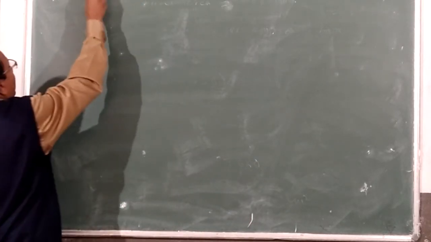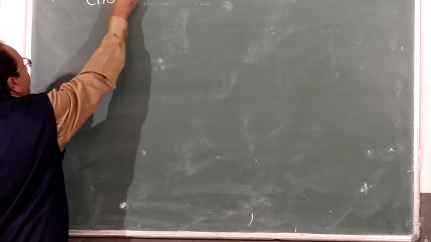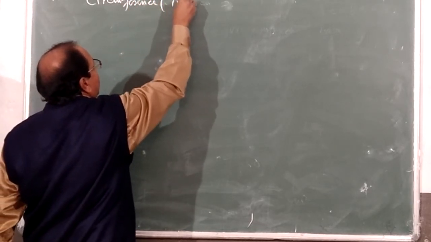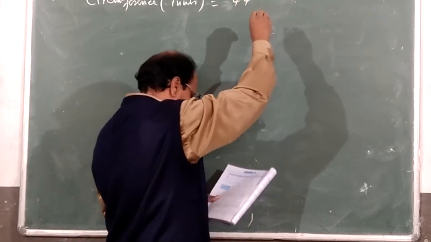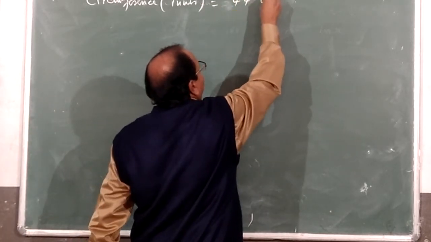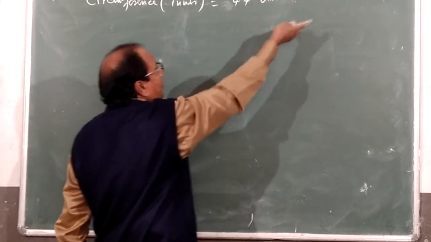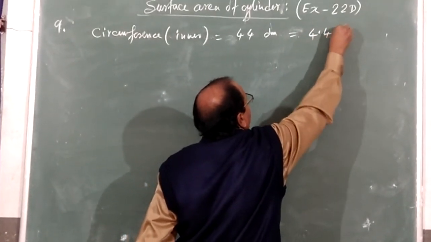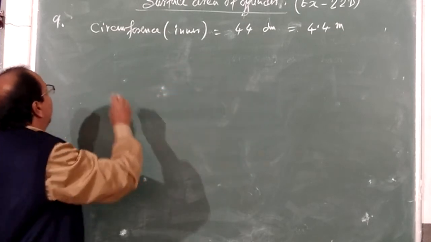So let's write circumference. There are two shown right here. Inner one is equal to 44 decimeter. Okay, we have to convert this decimeter into meter. Is equal to 4.4 meter. How to get decimeter to meter? Divided by 10. So we got 4.4 meter.